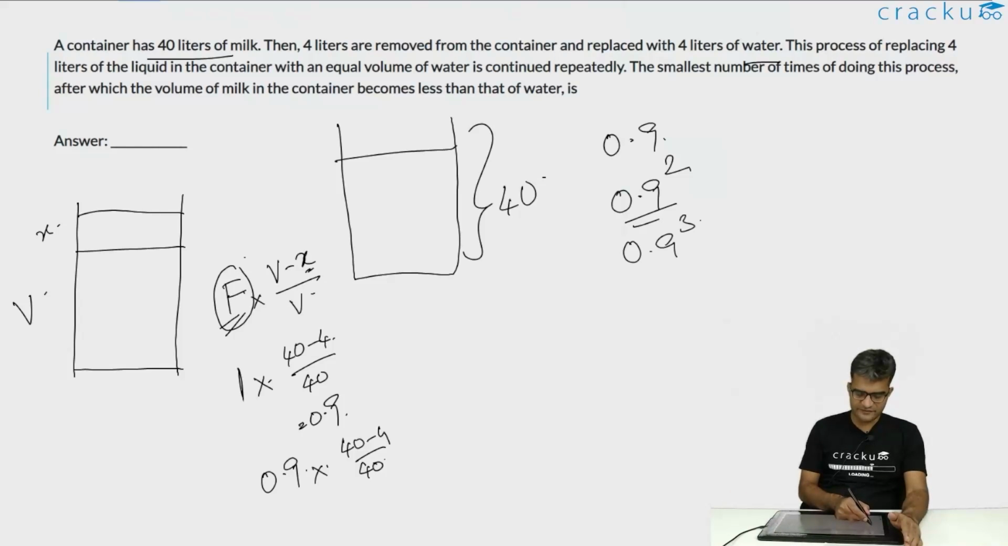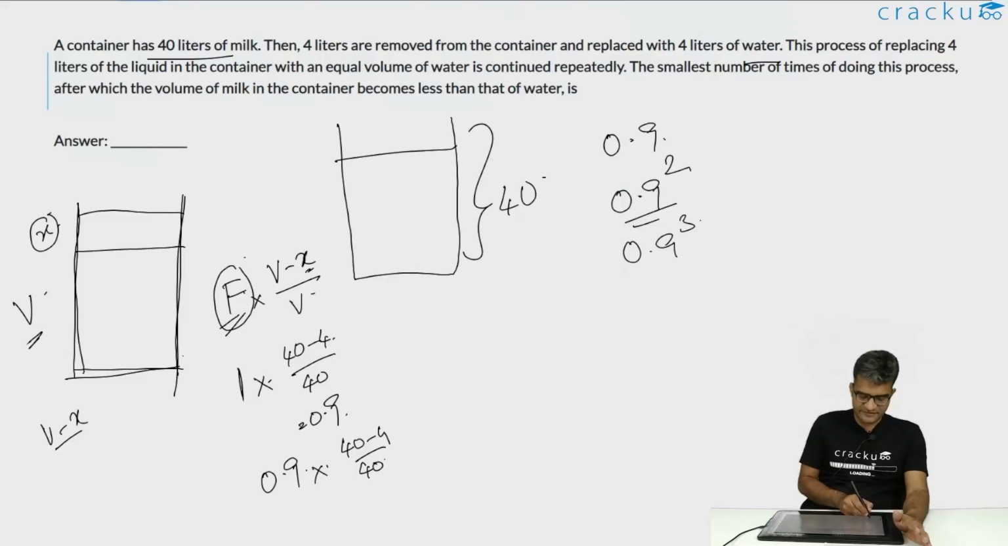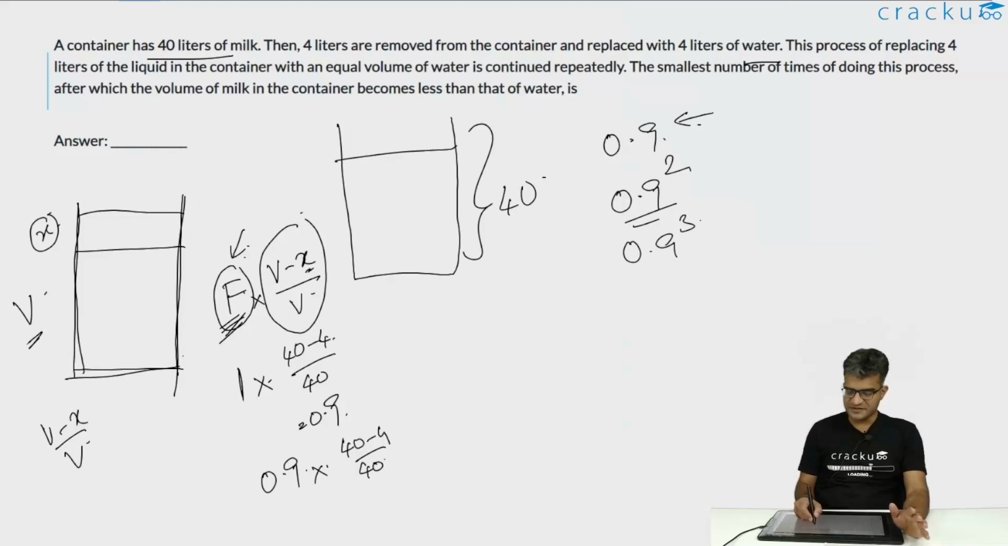Essentially remember that if you have a bucket of volume V, and X is being replaced every time, then the constant is (V minus X) divided by V. Initially if it is 100% pure milk, the initial fraction will be equal to 1. But if it is not equal to 1, if it is 60% or 70%, you have to put that initially. Over here initially it is all milk, so it is 1, and this constant (V minus X) divided by V is 0.9. So after the first time it is 0.9, after the second time it is 0.9 whole square, after the third time it is 0.9 whole cube, and so on.